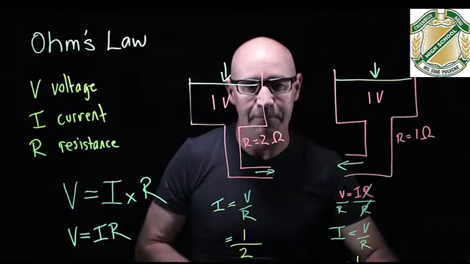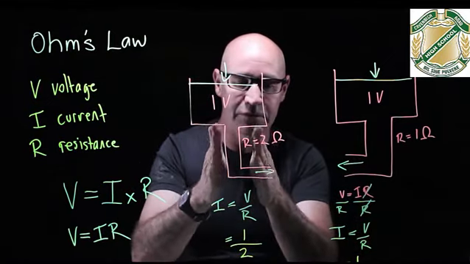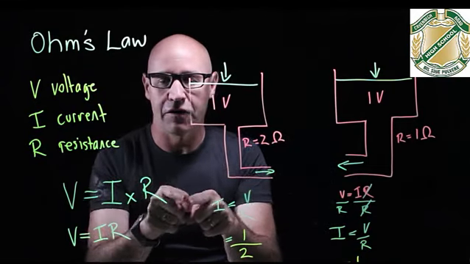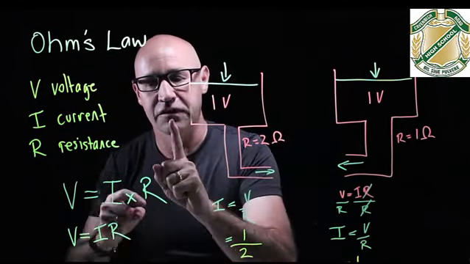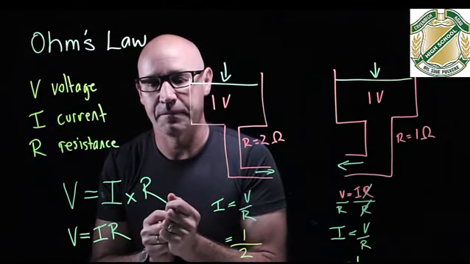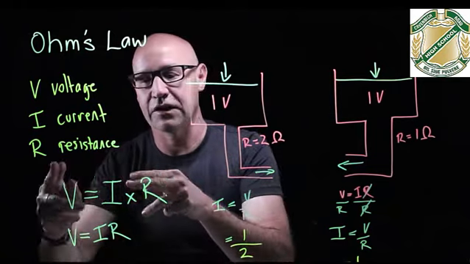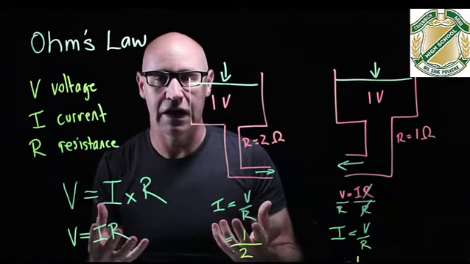So what does that mean? Once we have increased our resistance, we've decreased our current. V equals I times R. If you increase the resistance, you must decrease the current. If you decrease the resistance, you increase the current for that same voltage. That's Ohm's law.